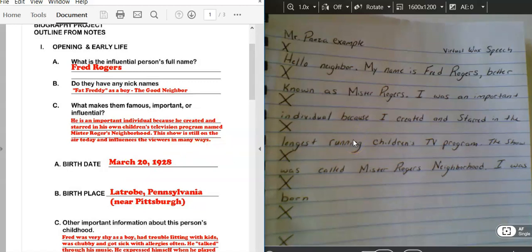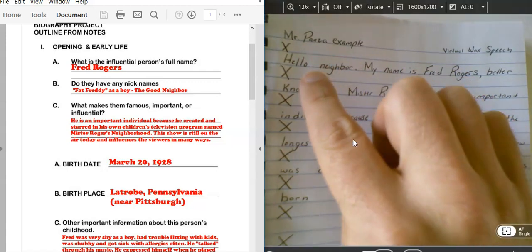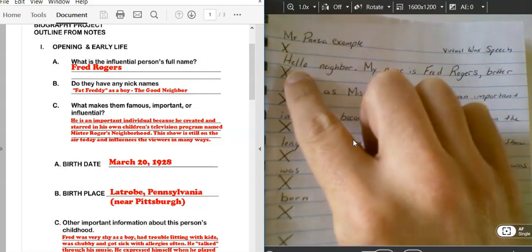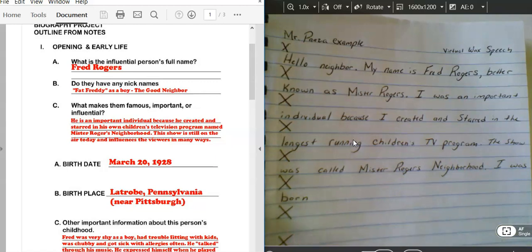I want to point out a couple of specific things about this note card. First of all, you want to make sure that you write your name at the top. You also want to fill in every other line with an X. That's because we want you to skip lines. And the third and final, and perhaps most important part, is remember you are becoming this individual now.